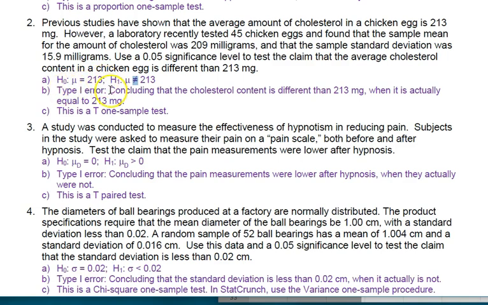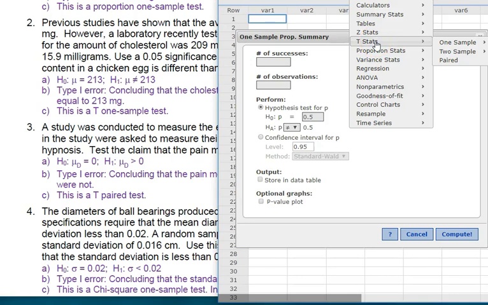A type 1 error would be concluding that the cholesterol content is different than 213 milligrams, since that was our claim, when it actually is not, so when it's actually equal to 213 milligrams. In StatCrunch, anything to do with a mean or means, that means you're going to use t-stats. If we look at the t-stats, this would be a one sample with summary.